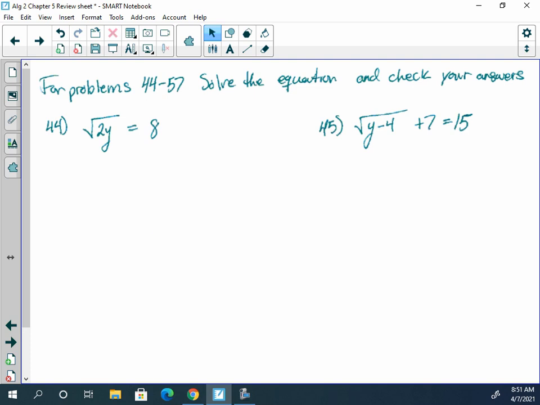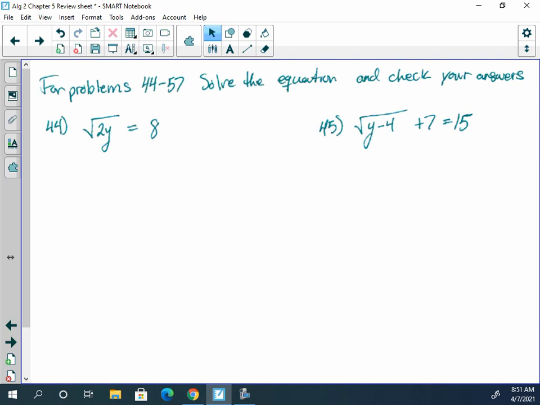Now the last thing I want to look at is solving these radicals. Whenever we solve an equation with radicals in it, the first thing we really need to do is get the radical by itself. Because once we get the radical by itself, then we can put both sides to the nth power and solve for the variable. So let's look at 44.